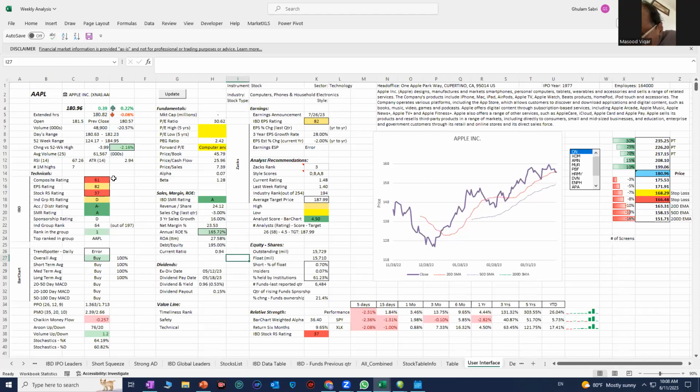So for example, this highlighted information has come from the Investor's Business Daily website. Their composite rating, their EPS rating. These are their proprietary ratings. Stock RS rating and others, accumulation/distribution rating, industry rating. Similarly, from Barchart web pages, this section came from Barchart. Similarly, Zacks. Most of you probably know about Zacks or have heard about Zacks.